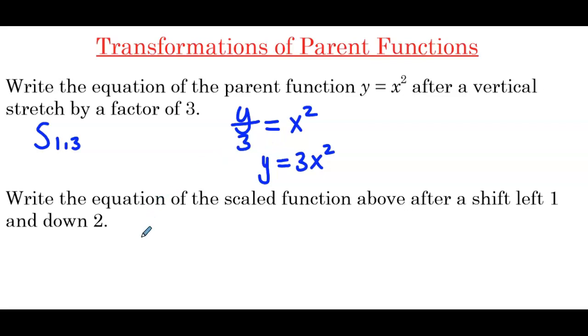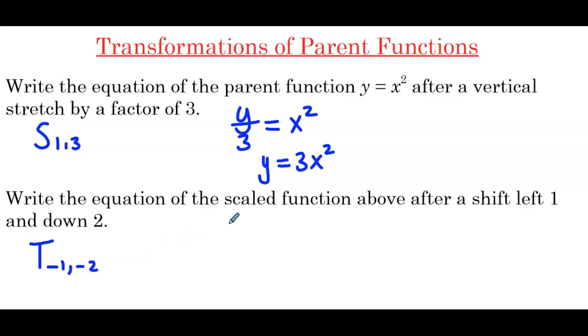So now write the equation of the scaled function above after a shift left 1 and down 2. Now we're starting with y equals 3x squared, and we're applying a translation. So left 1, we're subtracting 1 from the x values. Down 2, we're subtracting 2 from the y values.